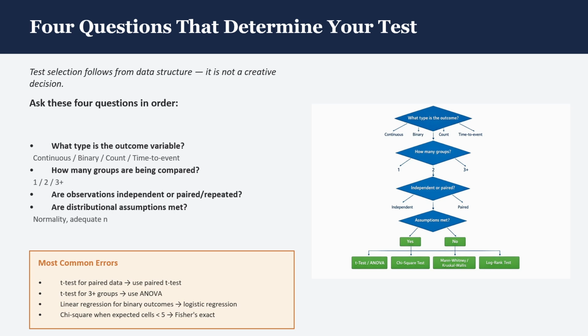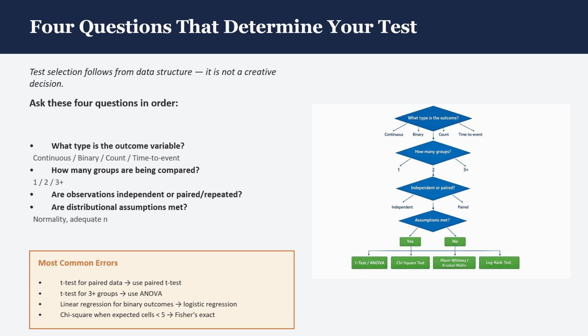Are your measurements from different animals independent, or are you measuring the same animal more than once? Repeated measures on the same animal violate the independence assumption of standard tests. Always use the paired version when the design is paired. Question 4 is about assumptions. For parametric tests, the key assumption is approximate normality.